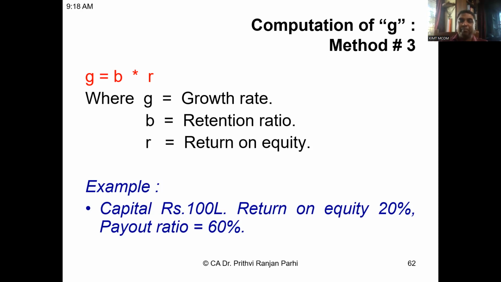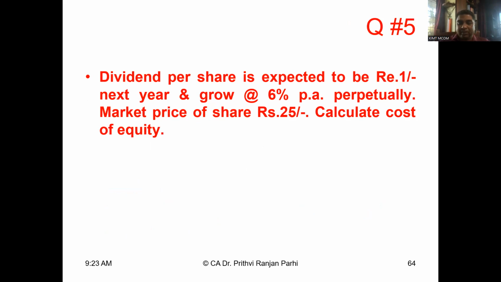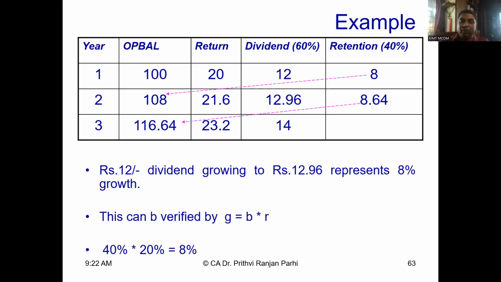Here is an example. Capital is 100 lakhs. Return on equity is 20%. Payout ratio is 60%. When I say payout ratio is 60%, that means retention is 40%. So by applying this formula, last class I had shown you, you can compute what is the growth rate. So 40% into 20% becomes 8% is the growth rate. Hope you have understood this. I had explained it in detail by referring to this table in your last class.